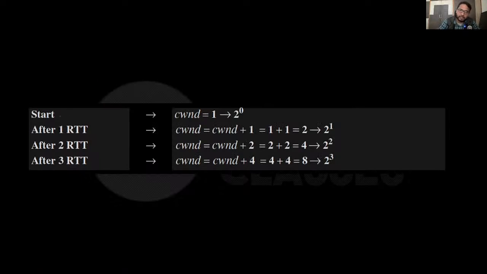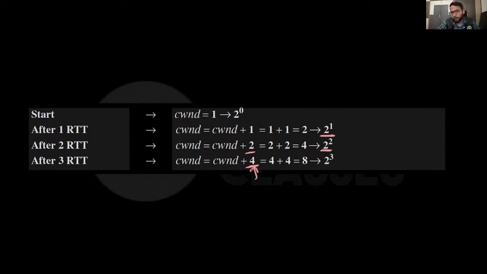You are going to say that in the start it is just 1, which is 2 power 0. Now after every RTT you are going to double it. How? Basically whatever earlier window you had, you are just going to say CWND plus that CWND. Basically, you are going to send two packets, and then you are going to increment by 2. You are going to send 4 packets. You are going to increment by 4.